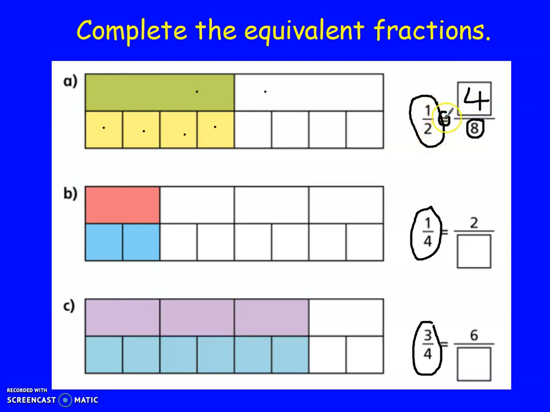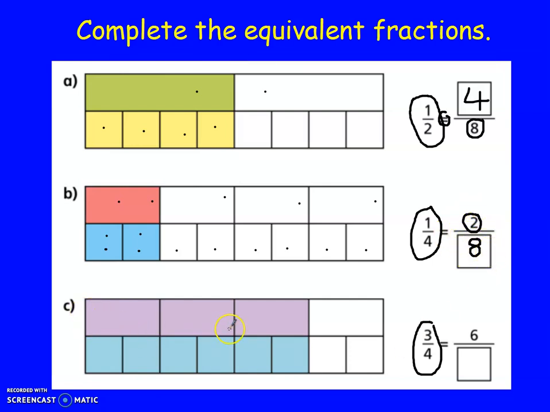So 1/2 is the equivalent of 4/8. Let's look at B. 1/4 of the top shape is shaded, 1 out of 4. 1, 2, 3, 4. So the bottom, it's given us the numerator. 2 parts are shaded. Out of how many? 1, 2, 3, 4, 5, 6, 7, 8. So our denominator is 8. So 1/4 is the equivalent of 2/8.